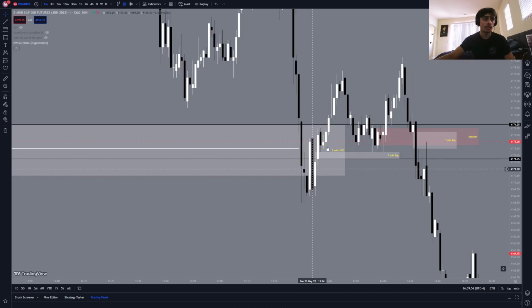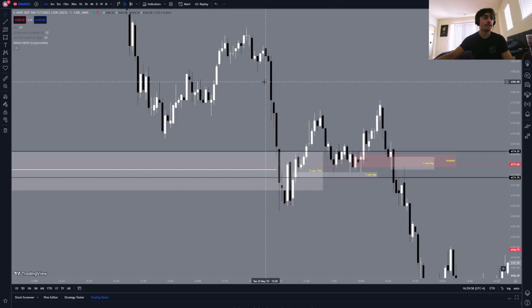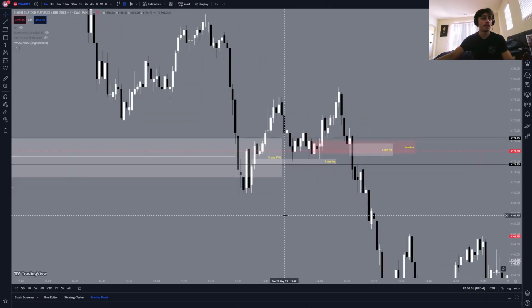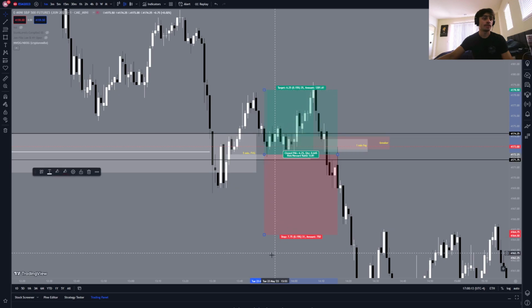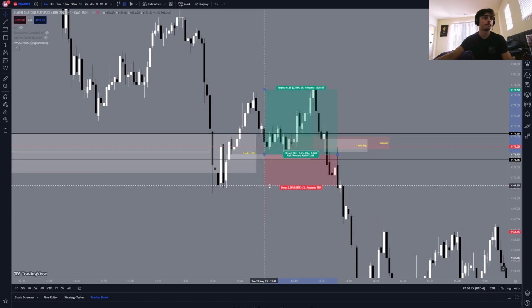We get good displacement up into this BISI here, or this SIBI here, and then on the retracement, we have this 1-minute fair value gap. This is where I decided to take my entry right here. And then the main target was the push up over internal buy side liquidity, right?